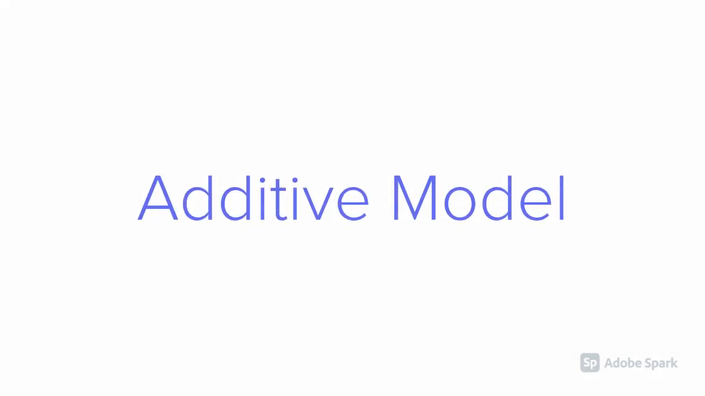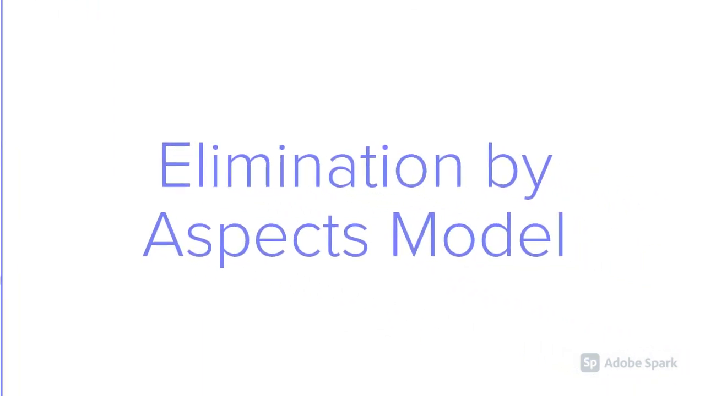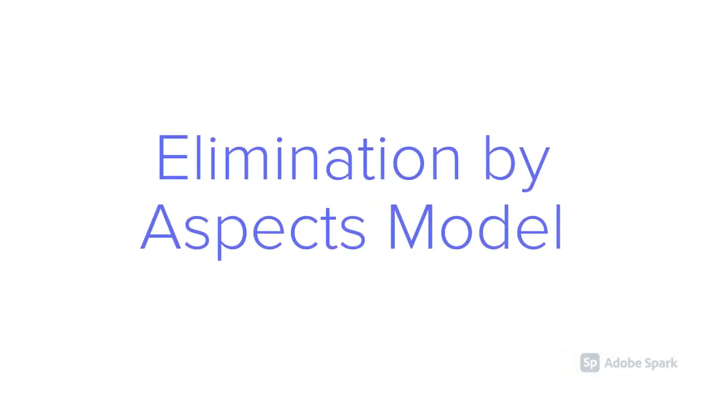With the additive model, you first generate a list of the factors that are most important to you, then rate each alternative on each factor using an arbitrary scale, such as -5 to +5. Finally, you add up the ratings for each alternative. The elimination by aspects model requires that you evaluate all the alternatives one characteristic at a time, typically starting with the feature you consider most important.